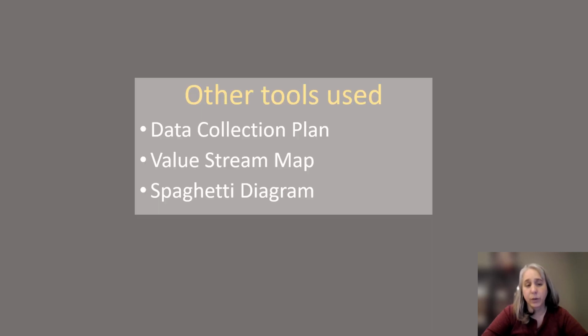Other tools that I used were data collection plan, value stream map, and spaghetti diagram. I do want to focus for a minute on the value stream map. That was very useful because it gave me a high level visual way to view the process and helped me to identify the flow and source of waste. The spaghetti diagram did the same, where it helped me to identify that waste in motion and the excess processing.